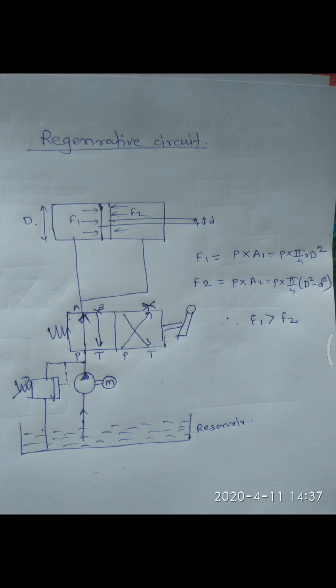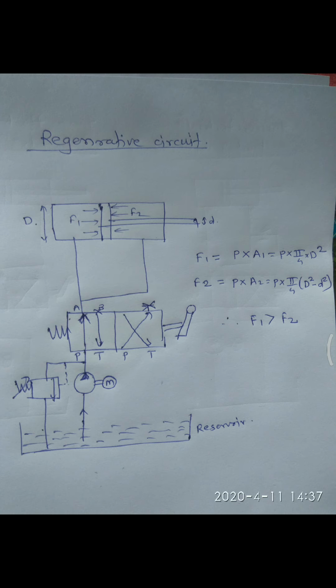Now what about the force on the rod end side? F2 is equal to P into A2. Here, area A2 is the area of the piston minus the area of the rod. If the rod diameter is small d, then F2 is equal to P into pi by 4 into (D square minus d square), which accounts for the rod area. Ultimately we get F1 greater than F2. So the piston moves to the right hand side.